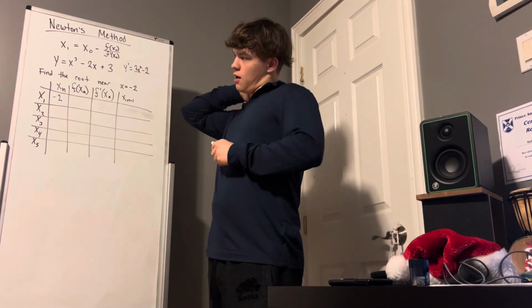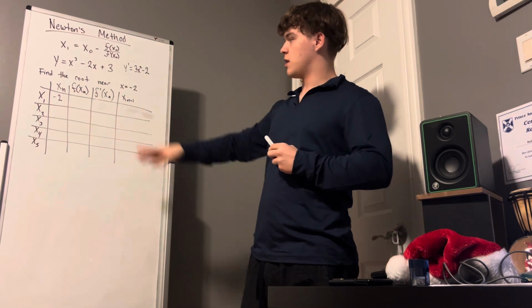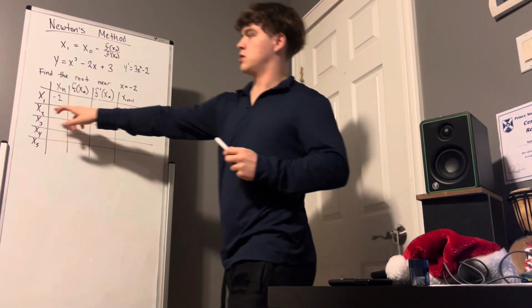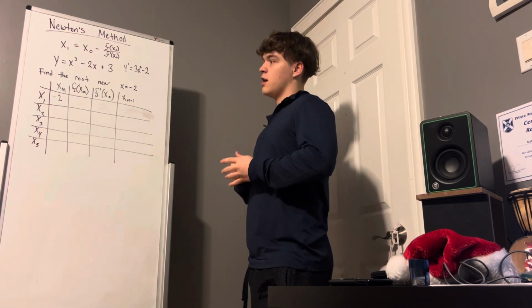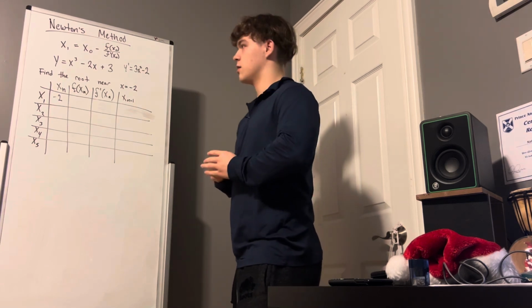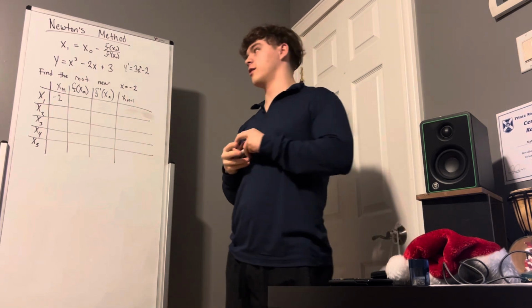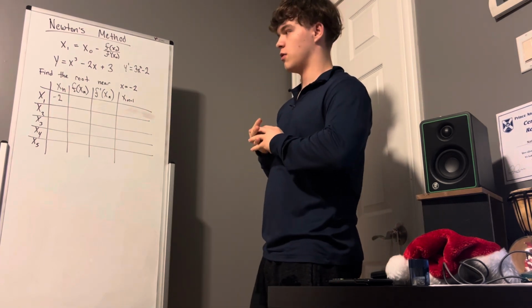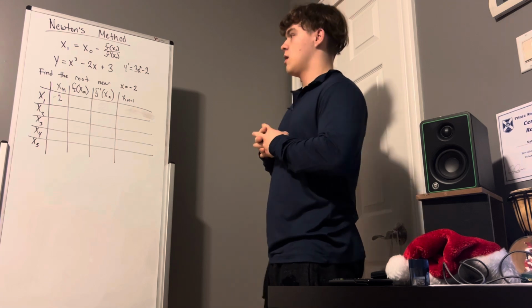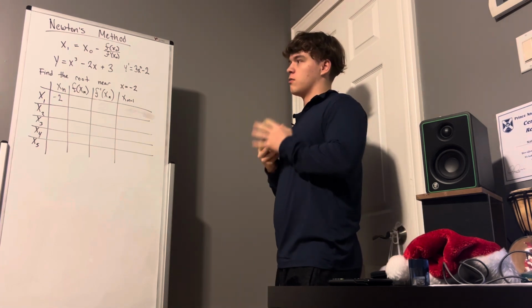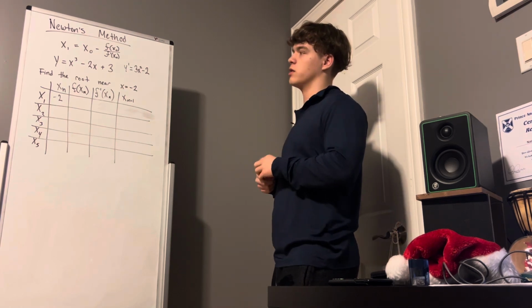So I've made this table: xn, f of xn, f prime of xn, and then xn plus 1, which is just the next row in the table. Well, let's get started. I used a graphing calculator here to find that the root is just short of x equals -2. But let's find out very closely what this root is.